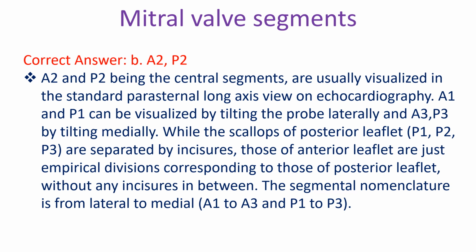view on echocardiography. A1 and P1 can be visualized by tilting the probe laterally and A3 and P3 by tilting medially. While the scallops of posterior leaflets are separated by incisors, those of anterior leaflet are just empirical divisions corresponding to those of posterior leaflet without any incisors in between. The segmental nomenclature is from lateral to medial, A1 to A3 and P1 to P3.